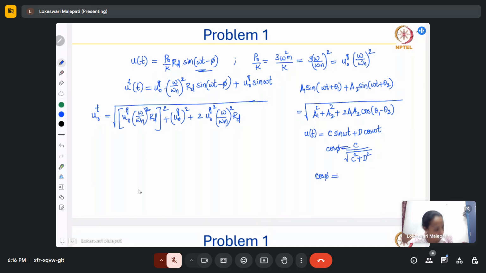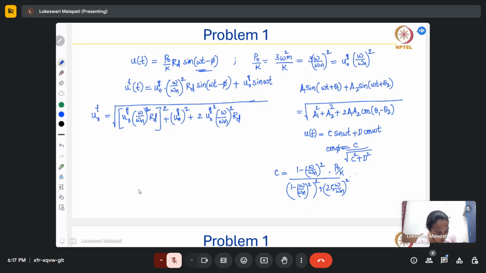So if you do all the substitutions, then okay, let me write down the expressions for C and D. C is equal to (1 minus omega by omega n) the whole square, divided by (1 minus omega by omega n) the whole square plus (2 zeta omega by omega n) the whole square. So this is the expression multiplied by P naught by K for C.